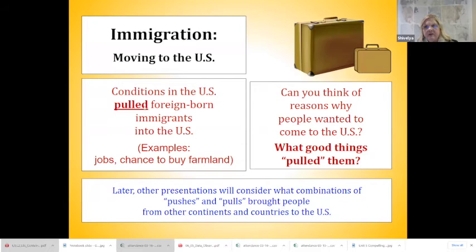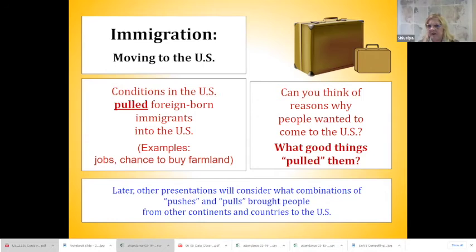So that's when we start to introduce them to things like push and pull. These are what would pull someone to want to immigrate into the US. And so we brainstorm what are some of the reasons that immigrants would come to the United States. Usually students will think about economic reasons, obviously. They'll generate a lot of different reasons.